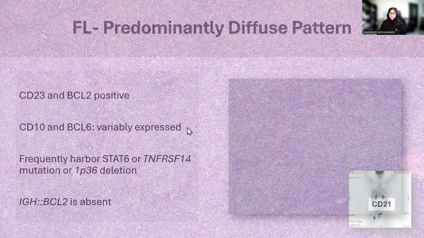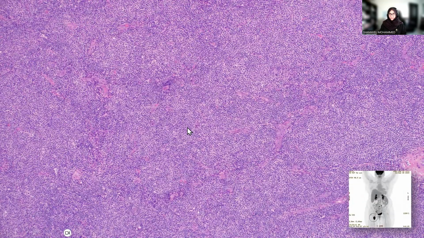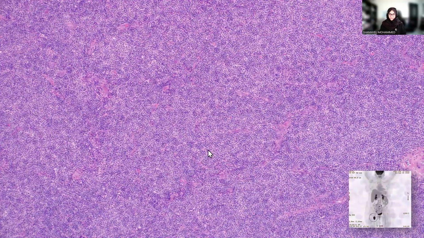So let's look at an example. This was a middle-aged lady who presented with an inguinal mass, and you can see here the PET scan showed only this localized uptake here, and we were very lucky to get a resection of the lymph node. You can see here diffuse sheets of what seem to be lymphoid cells, and by this power they seem to be small in size, but let's make sure.